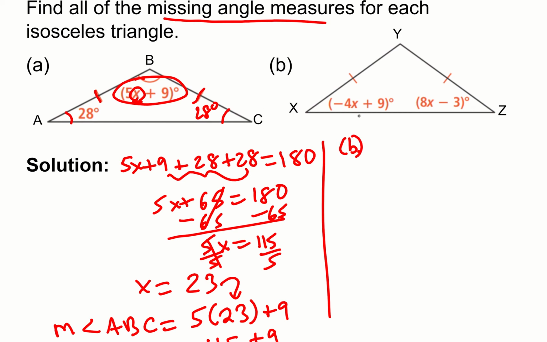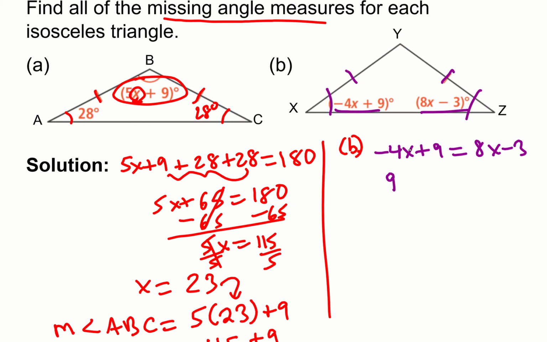So for part B, we have, again, these two are congruent, which means that these two angles have to be the same. Because those two angles have to be the same, well then that means that we can set them equal to each other. And there you go, there's my equation. Those two angles have to be equal to each other because those two sides opposite of them were equal. And so we can go ahead and solve this now.